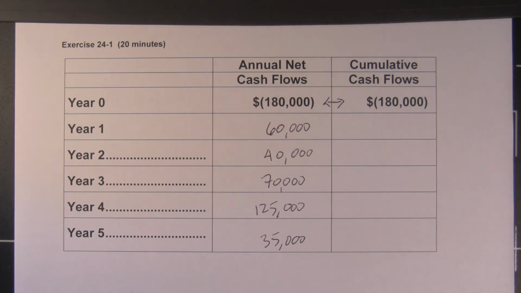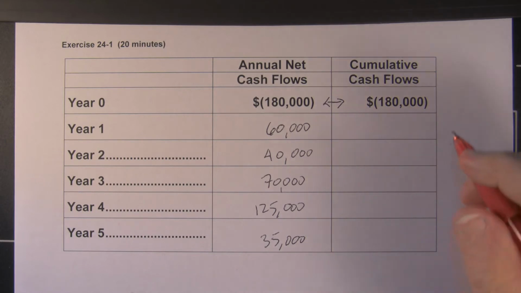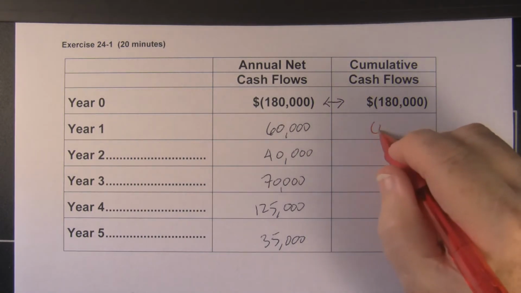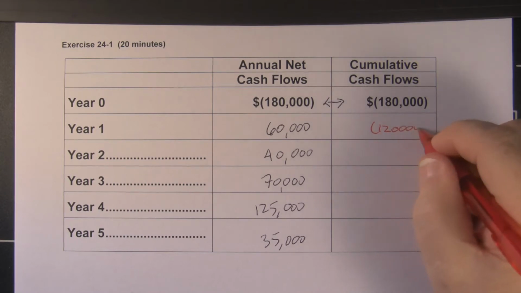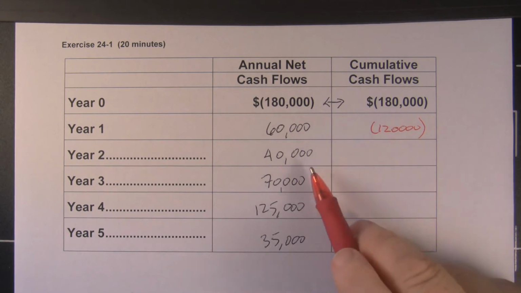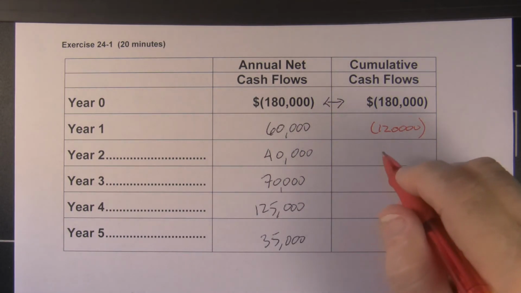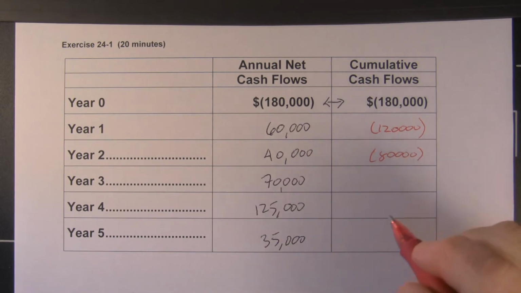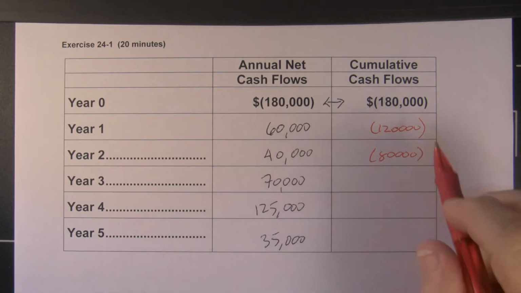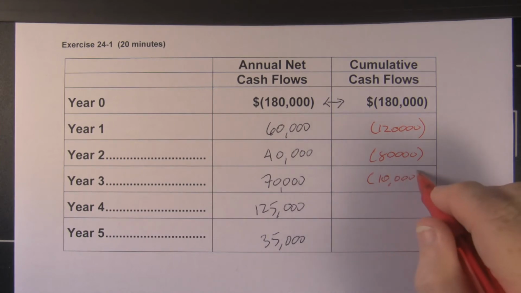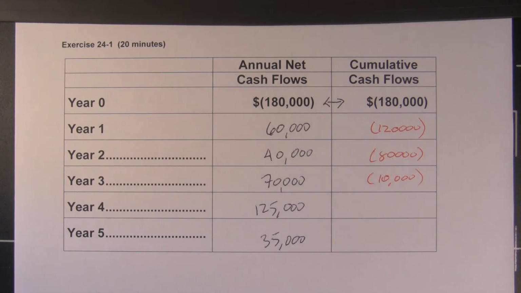So year one, we pay back 60, so we still owe 120. Year two, we're going to pay back 40, so now we owe 80. Year three, we're going to pay back 70, so we're going to have 10 outstanding.